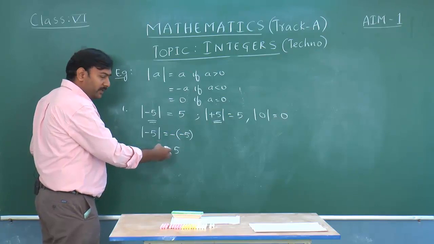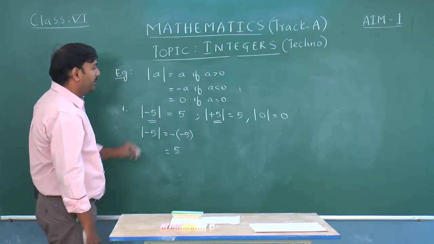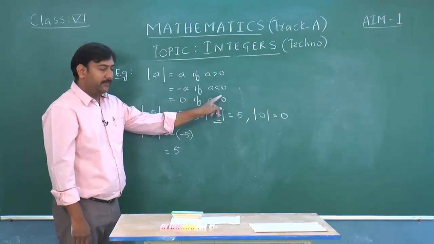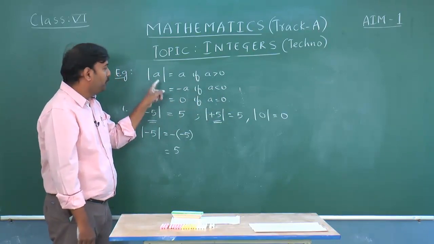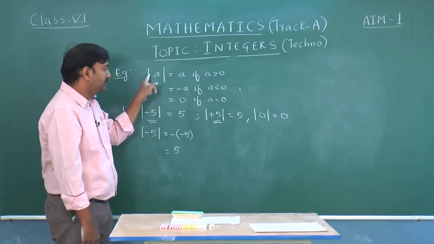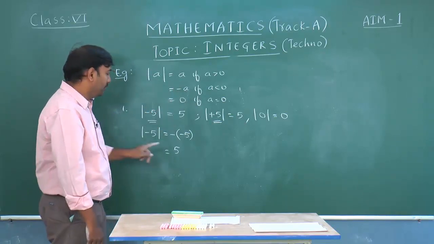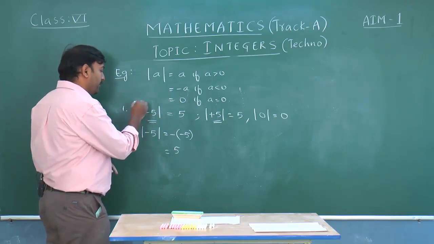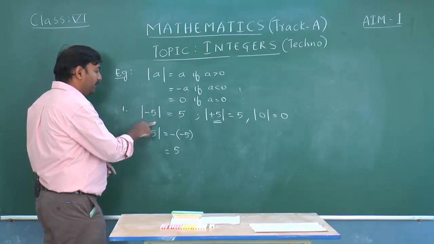Getting a positive number means you are going to write nothing before the number 5, that means you are neglecting this sign. So we have to be very careful in the case if a is a negative integer. If a is a negative integer, to get the absolute value of that number, we need to multiply that number with one more minus sign so that the number remains a positive number. So we normally write the absolute value of minus 5 as 5, but the actual process behind it is this.